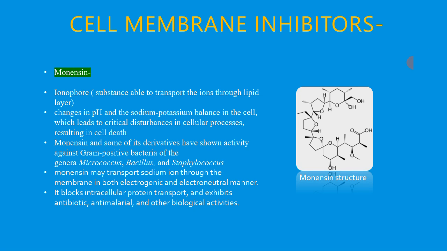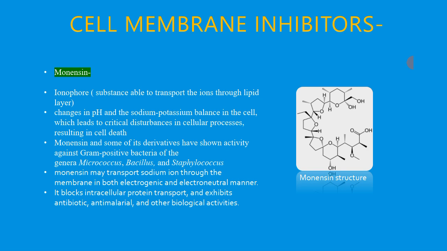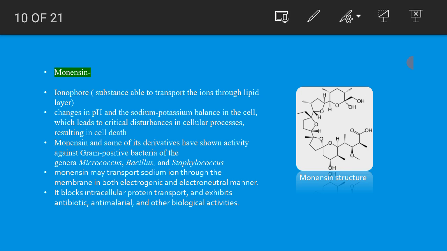Now this monensin is an ionophore, which means it is able to transport ions through the lipid layers. Now it changes the pH and the sodium potassium balance in the cell. Potassium and sodium are very important nutrients which maintain the pH of the cell, maintain stability, and balance the nutrient transport in the cells. Okay.